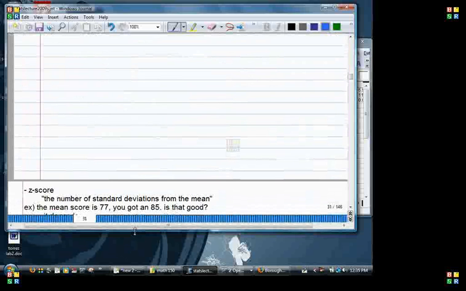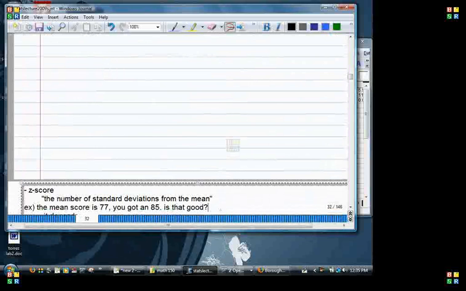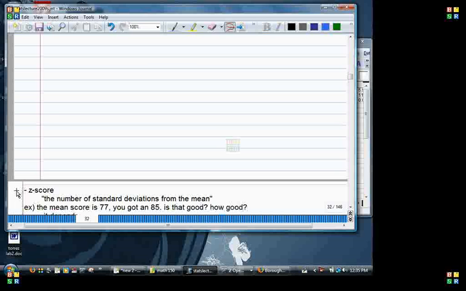Suppose a class takes an exam. The mean score was a 77 and you got an 85. Is that good? Well, seems like it's good. It's not bad. But the real question is, how good? If the average is a 77, how good is it to get an 85? It is above average, so it's good. But how good is it?